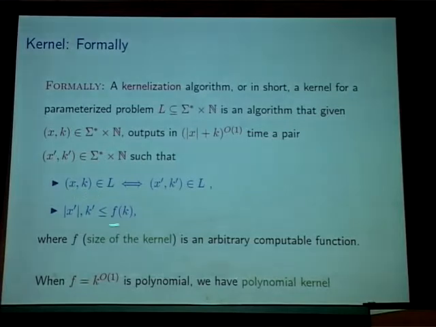And the second condition is also an important one: both the input length, so the size of the changed problem, and also the parameter are bounded by a function f of k. And then I use this kind of jargon: I say that the size of the kernel is basically this function f of k. It should also be a computable function, but there is an important distinction. If this function is polynomial, then we say that the kernel is polynomial. So a kernel can be of exponential size and can be of polynomial size.